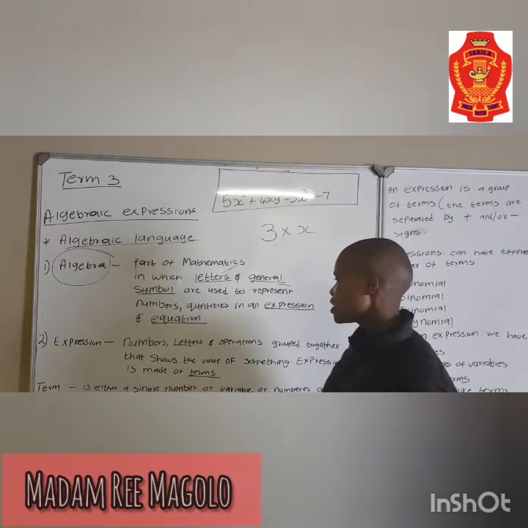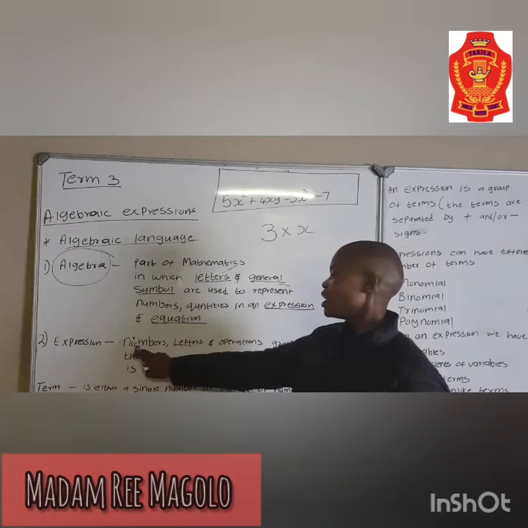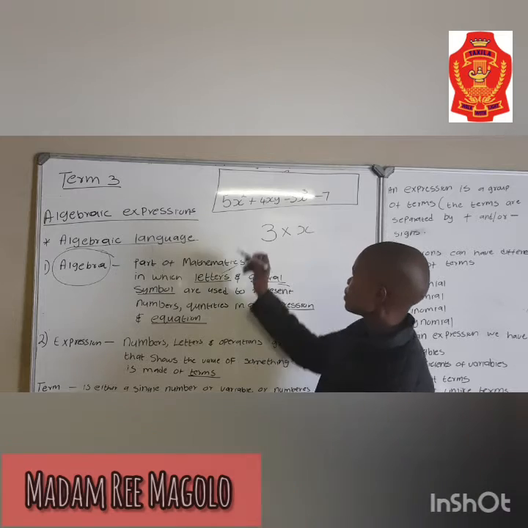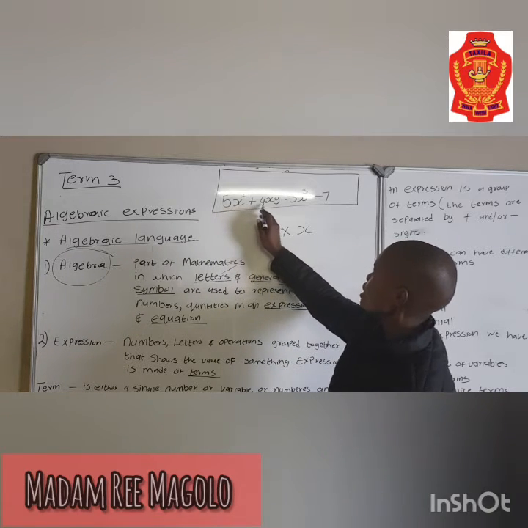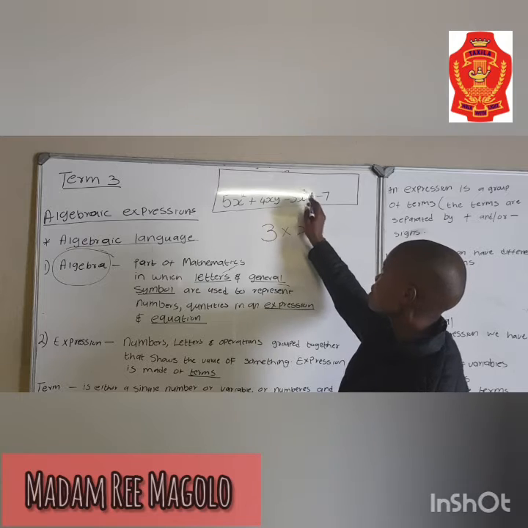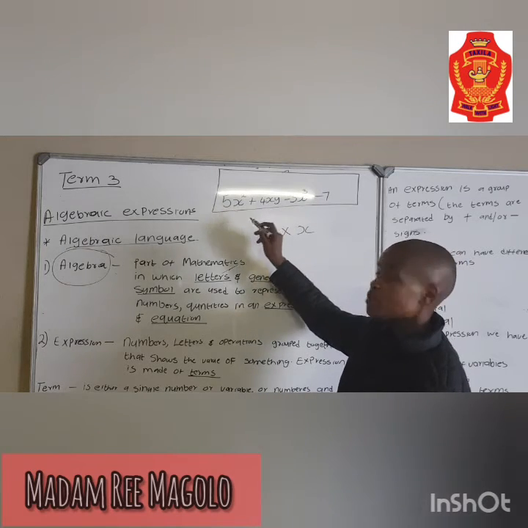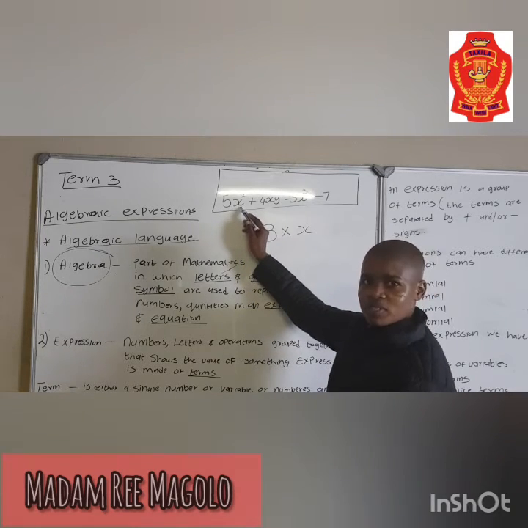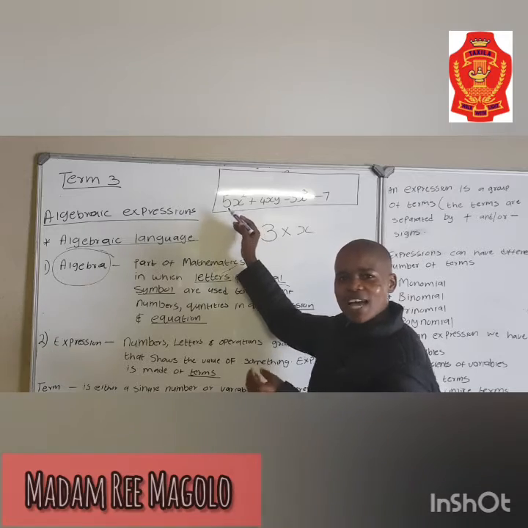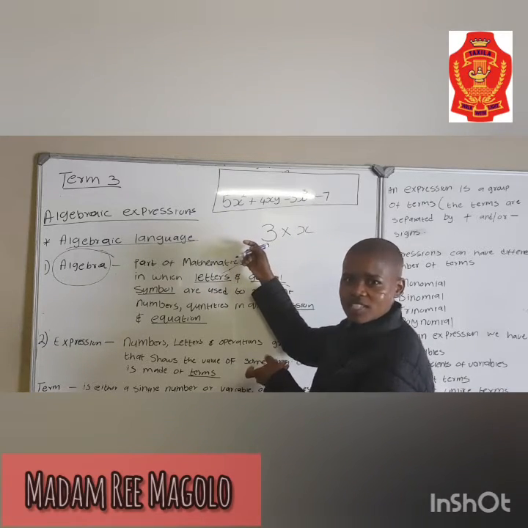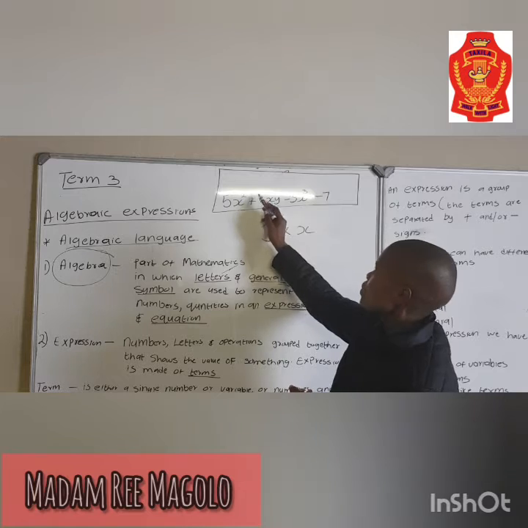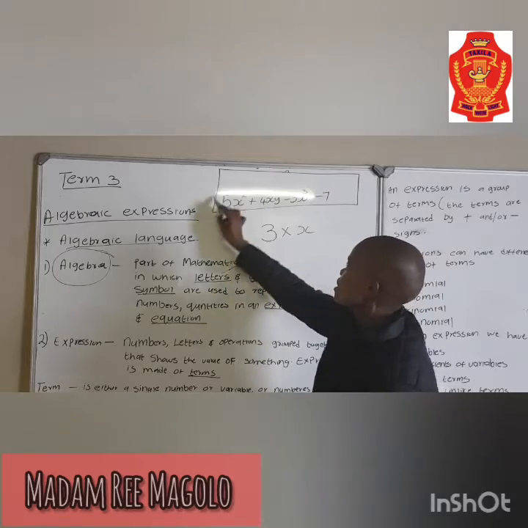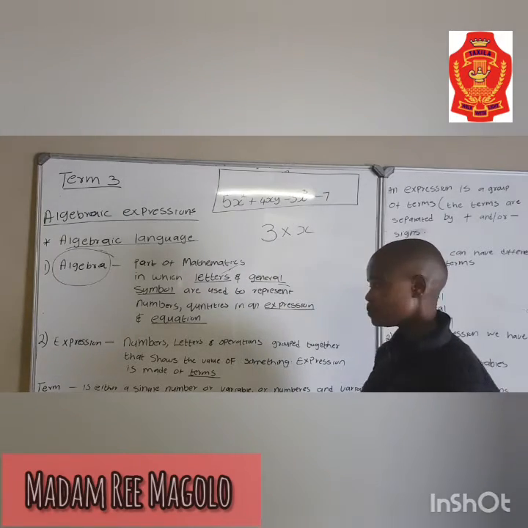What is an expression? An expression is numbers, letters, and operations grouped together. For example, I've written 5x squared plus 4xy minus 3x cubed minus 7. Ladies and gentlemen, this is an expression. I have numbers together with variables. Variables are the letters that you find in an expression or an equation. And I have operations, in this case addition and subtraction. And then I've got numbers as well. So this, we call an expression.